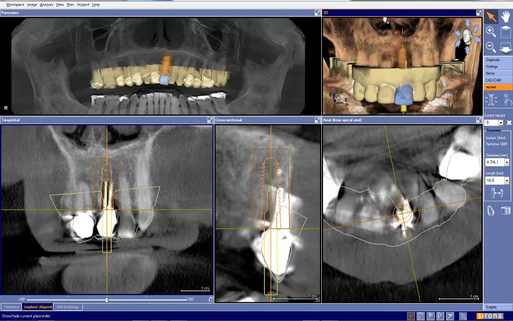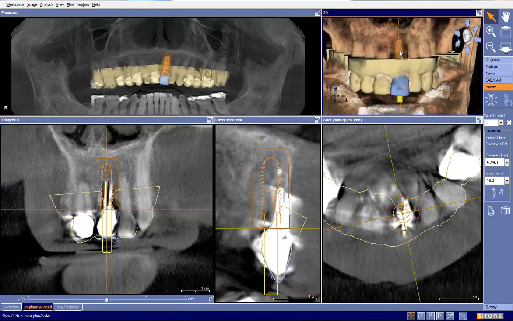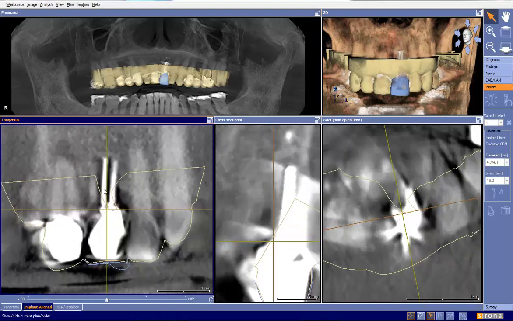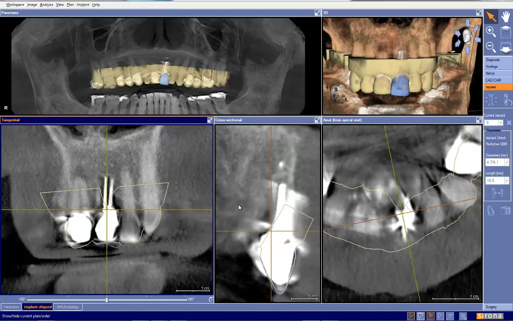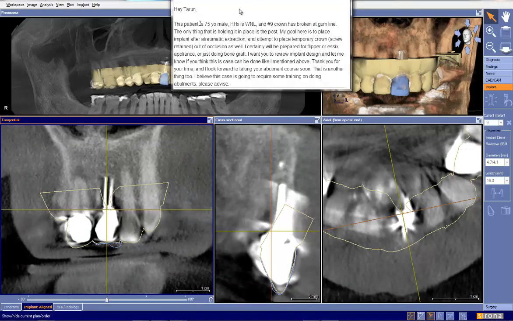Okay, we have a case sent in for tooth number 9. This tooth does have a post in it. I have some questions on it. We see a couple of different posts here, so I don't know if there's two posts or exactly what's going on here. Here is what was sent to us.